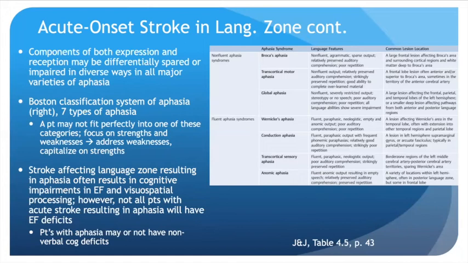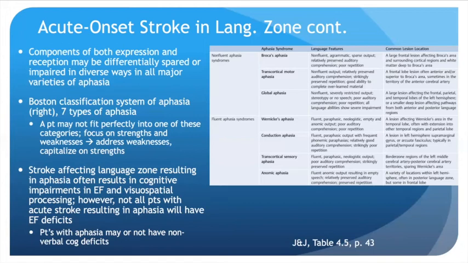This table you see on the right is table 4.5 from your book. This includes the Boston classification system of aphasia. And there are 7 basic types of aphasia under this classification system. Note that a patient may not fit perfectly into one of these categories. That being said, one is to focus on their strengths and their weaknesses. You want to address the patient's weakness and capitalize on their strengths.